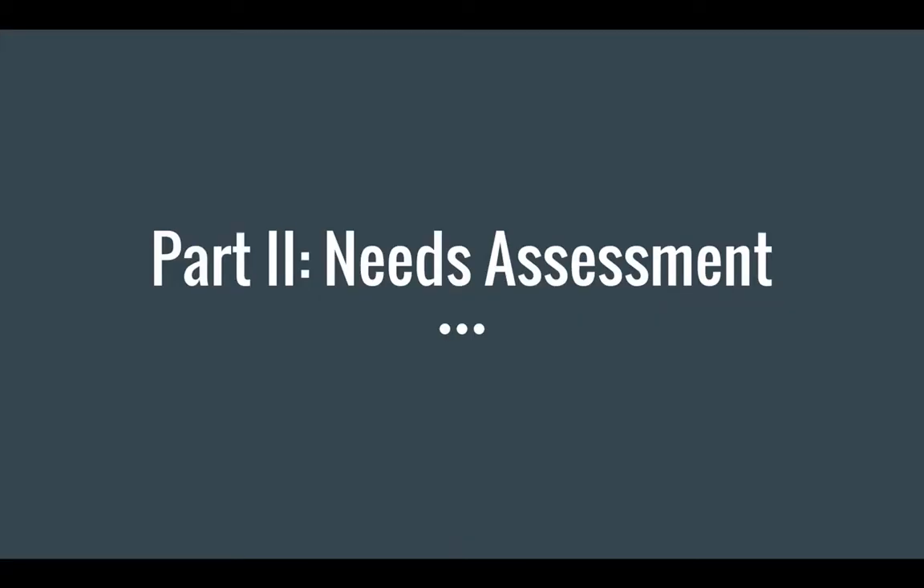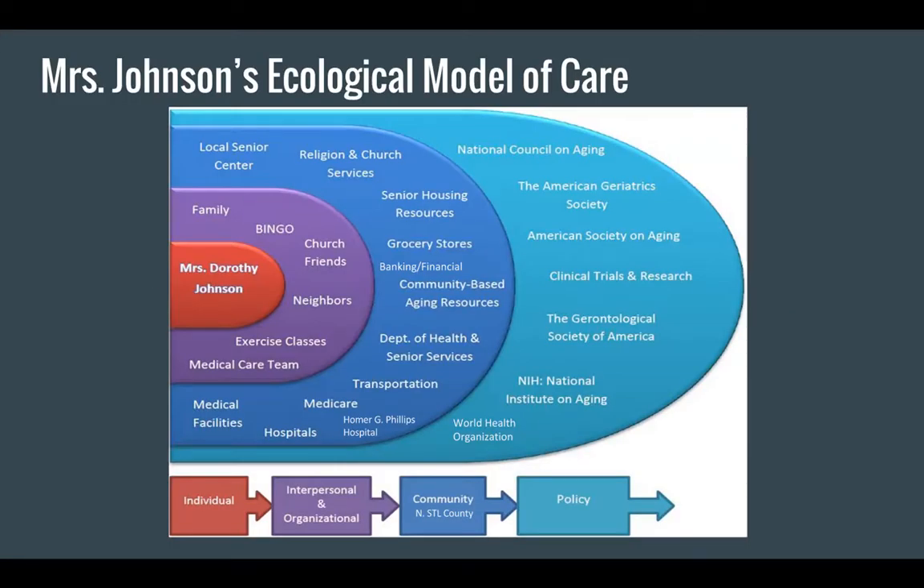Part 2 is our needs assessment. So when we think of Ms. Johnson's medical care, we are looking at her care as a person in the environment. So this is an ecological model that we have been able to map out some of Ms. Johnson's strengths and supports: family, bingo, church friends, and neighbors. She attended exercise classes, and her complex medical care team that we just mapped out.